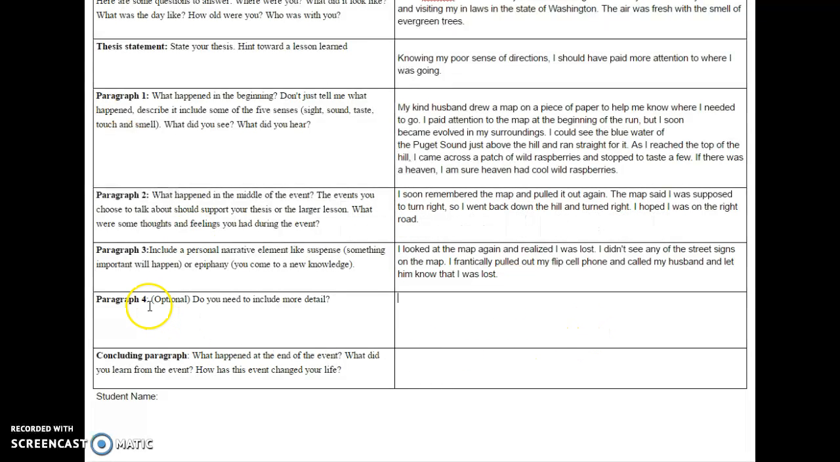Okay, paragraph 4 is optional if you need to include more detail depending on the length of your story. I do need to include more detail to explain the event, so this is what I'm using. My loving husband was taking too long. I called him over 20 minutes ago and he still was not coming. Okay, so go ahead and pause the video and add more detail to your story if you need it.